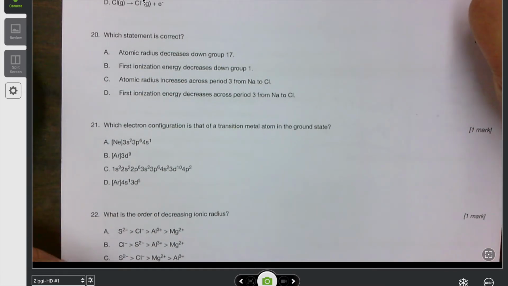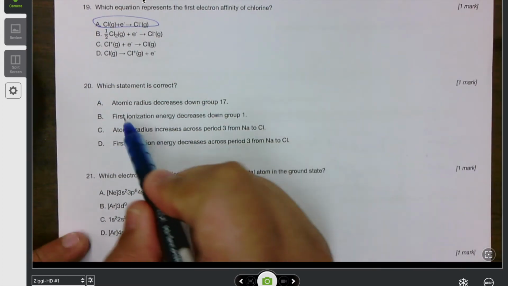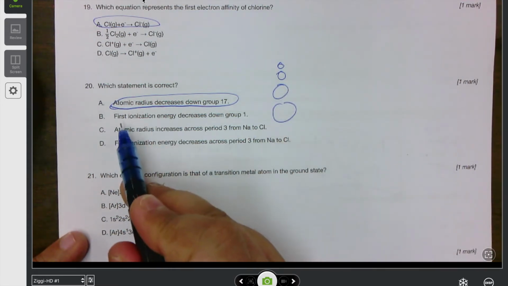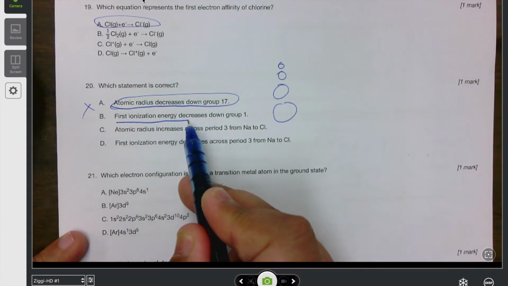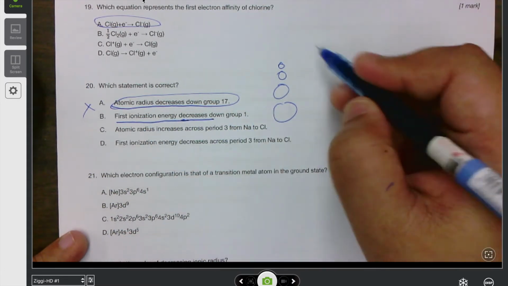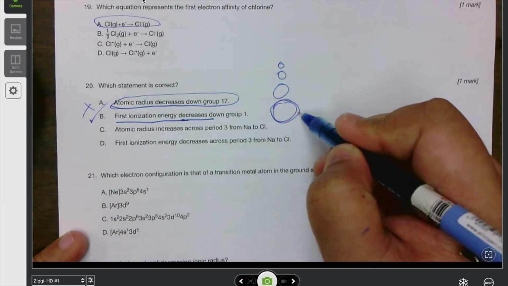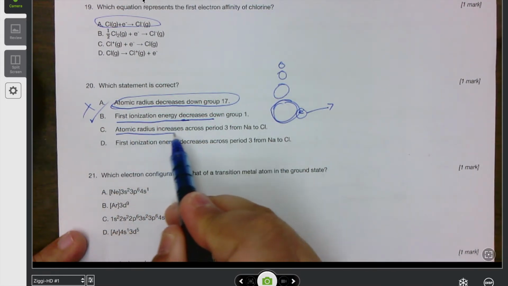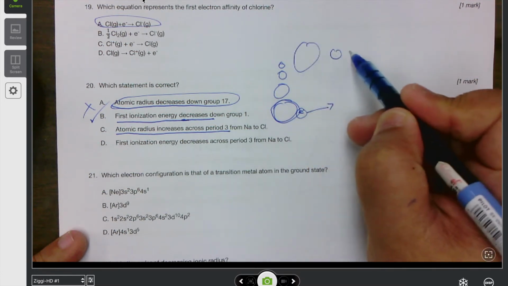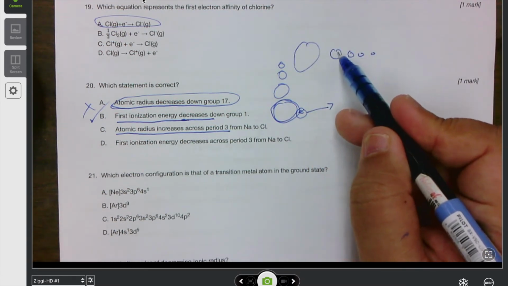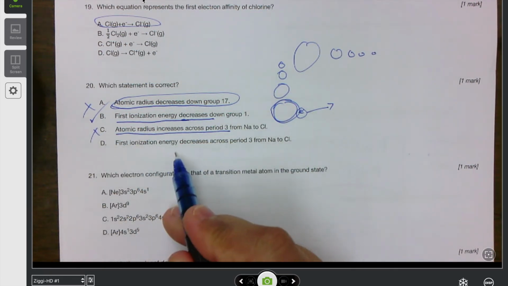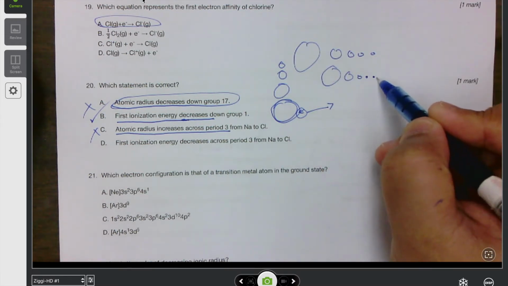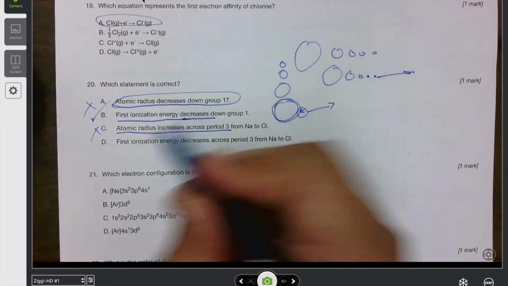20. Okay, so which statement is correct? Atomic radius decreases down a group? No, it becomes bigger, more energy levels. So that's wrong. B, first ionization energy decreases down the group? That's correct, because it's bigger, farther, easier to remove an electron. C, atomic radius increases across a period? No, across a period it becomes smaller, more protons, more effective nuclear charge. D, first ionization energy decreases across period 3? No, because again it's smaller, it's harder to pull the electrons because there's stronger effective nuclear charge. So wrong.